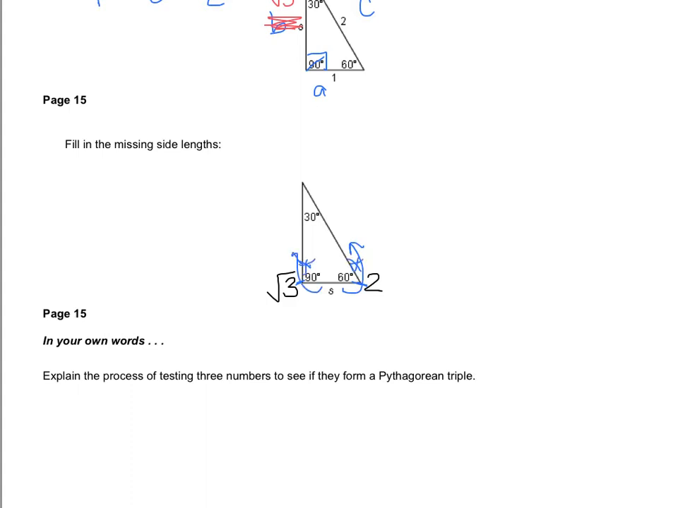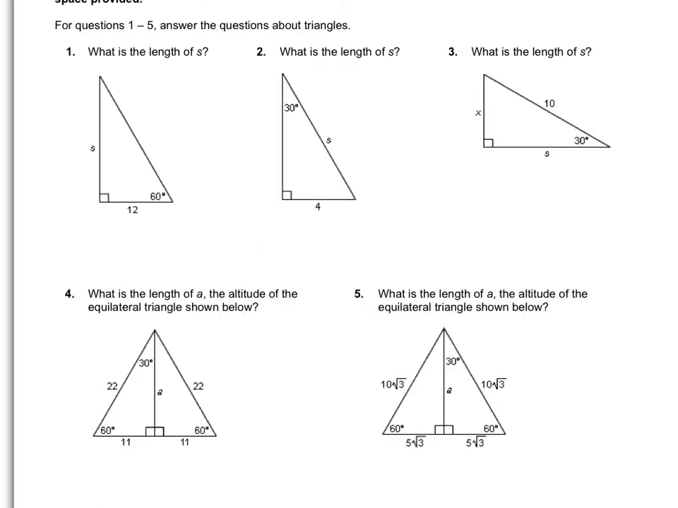If I'm going down to a smaller side, I divide. So for this particular triangle, if this side is S, then my hypotenuse is going to be 2 times S, because I had to go up, so I needed to multiply. And my other side, well, I have to multiply, so that's going to be S times the square root of 3. So looking at some examples, number 1, what is the length of S?